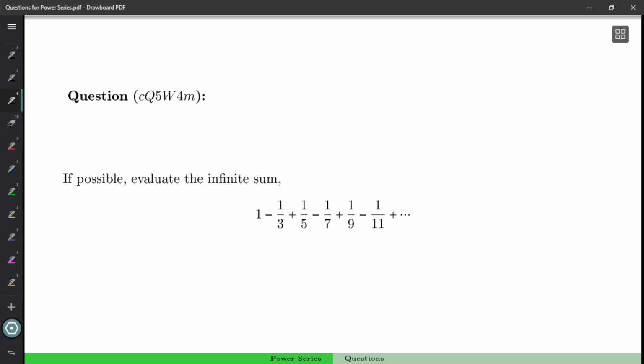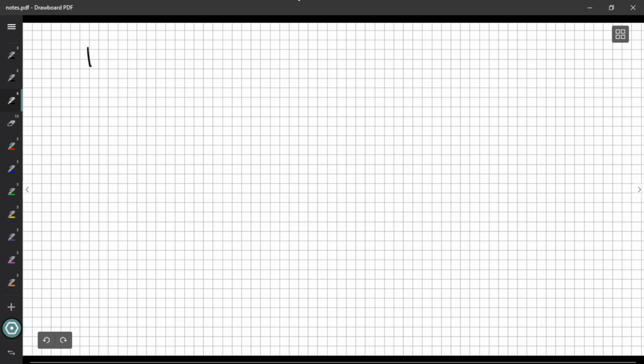If possible, evaluate the infinite sum: 1 minus a third plus a fifth minus a seventh plus 1/9 minus 1/11, and so on. So it looks like we're alternating, so going plus, minus, the reciprocals of the odd numbers. Okay, so let's just keep going.